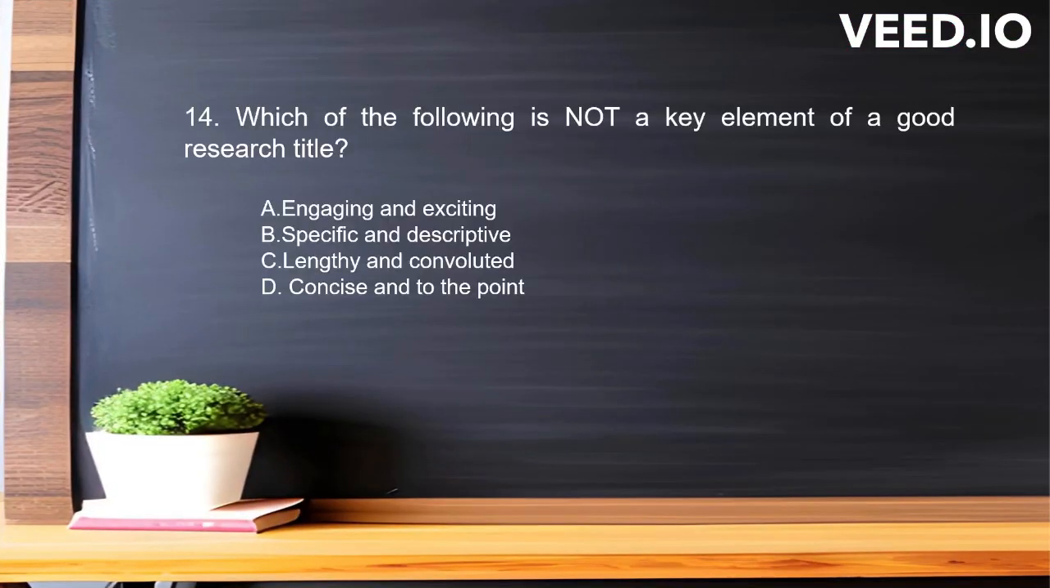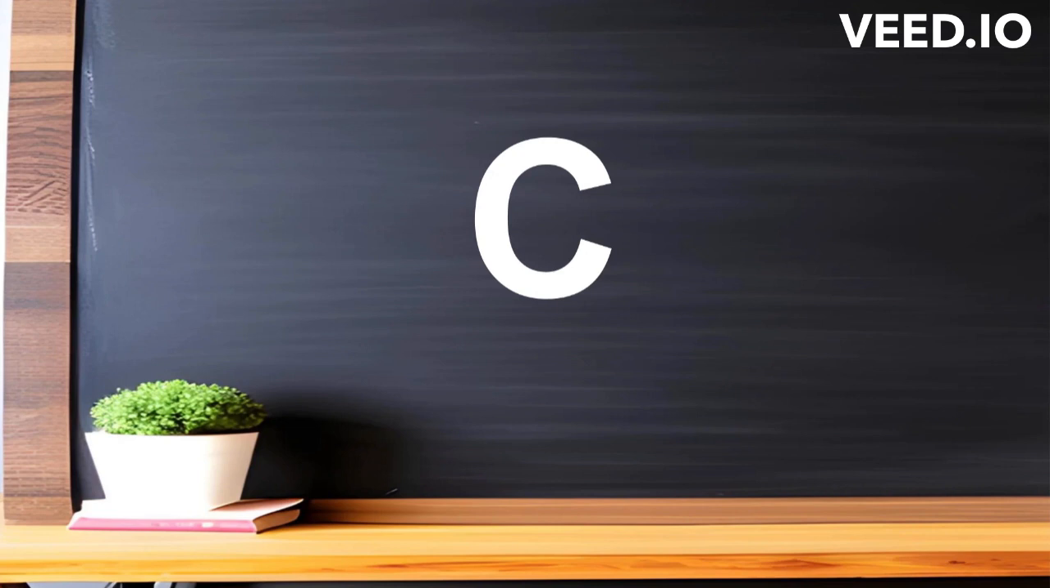14. Which of the following is not a key element of a good research title? A. Engaging and exciting. B. Specific and descriptive. C. Lengthy and convoluted. D. Concise and to the point. The answer is C. Lengthy and convoluted.